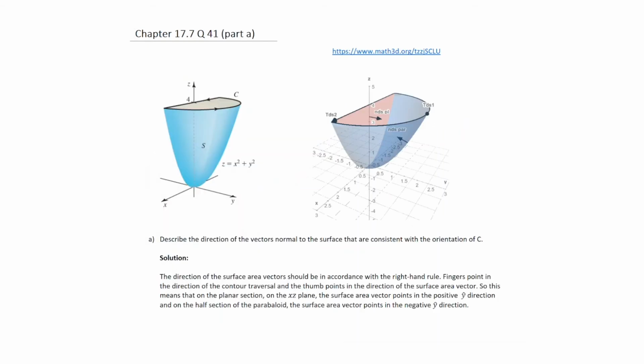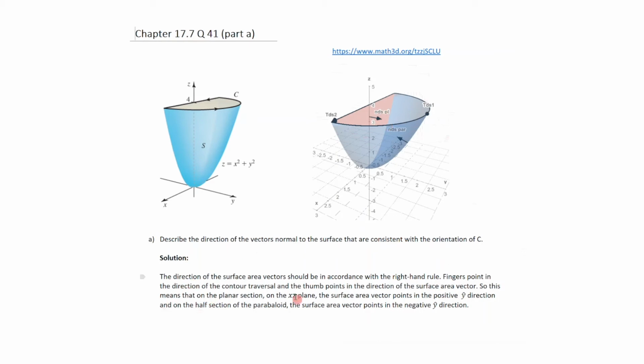All right, so for part A, I've drawn it out a little bit more. Part A was to describe the direction vectors normal to the surface that are consistent with the orientation of C. Well, the orientation of C was counterclockwise. So by the right-hand rule, the area vectors should be basically pointing outwards, meaning in this direction from this back surface and from the paraboloid surface in this direction. So it's on the inner bowl, it's pointing outwards from the surfaces on that inner bowl. And so that's how it's being marked here.